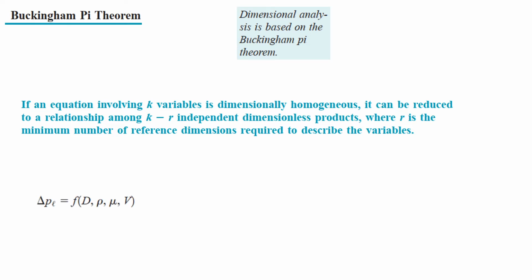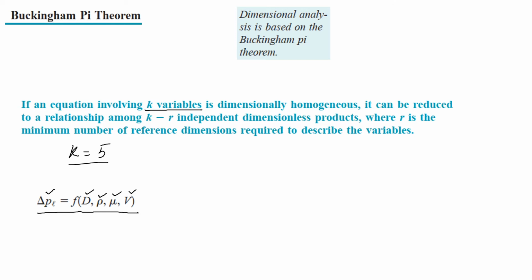Let's say this was our equation that we wrote for the pressure change per unit length in the pipe, and we saw that the pressure change per unit length, or the pressure drop per unit length, was a function of the diameter of the pipe, density of the fluid, viscosity of the fluid and velocity of the fluid. Then the k variables are these dependent and independent variables. So in this case you can say that k is equal to 5.